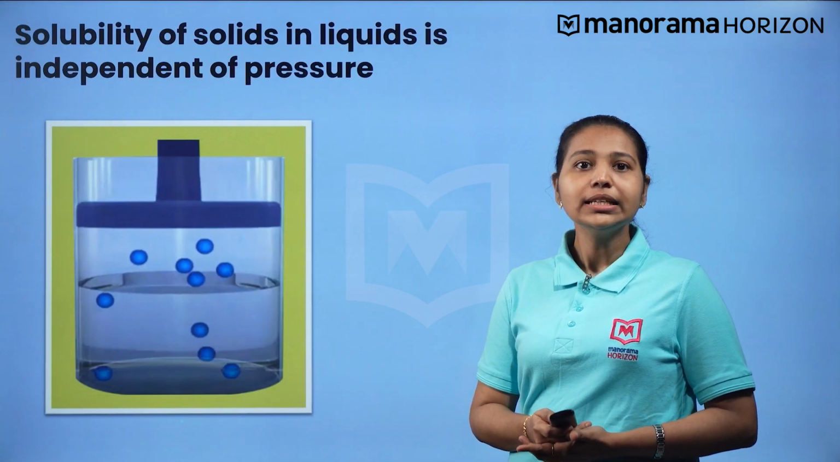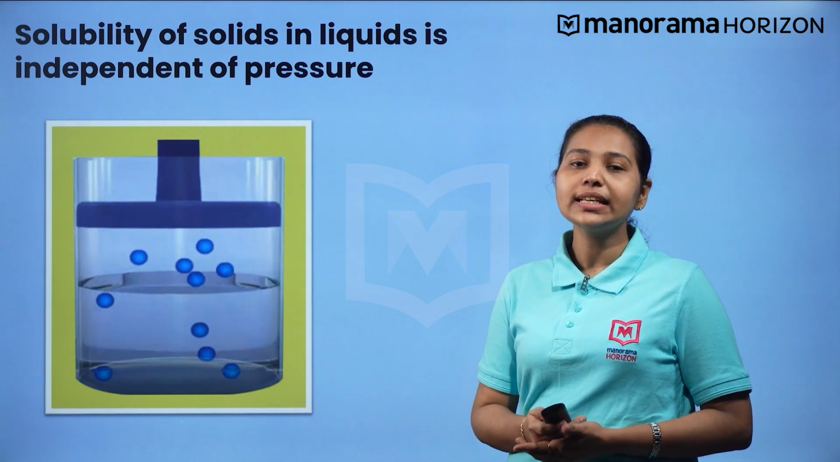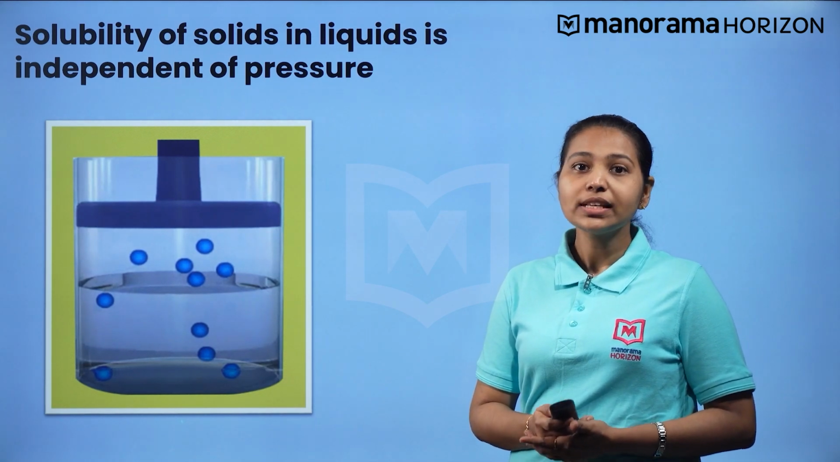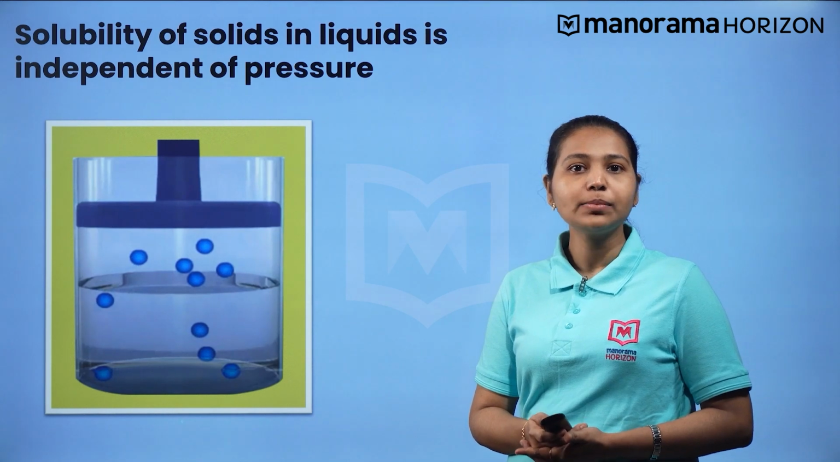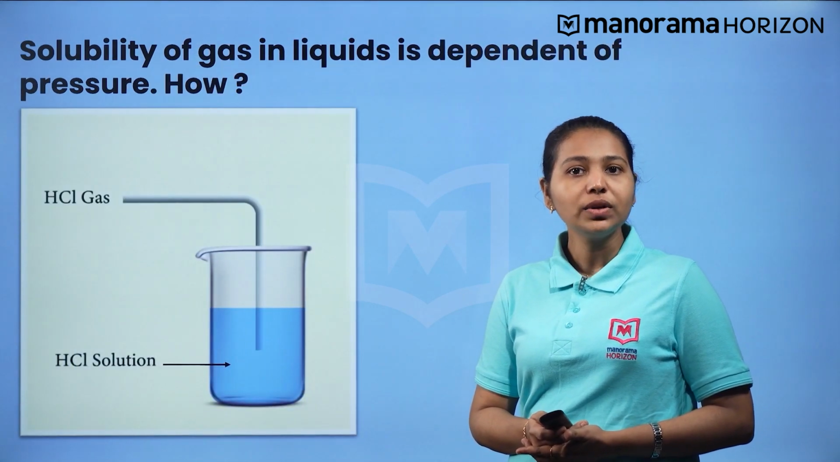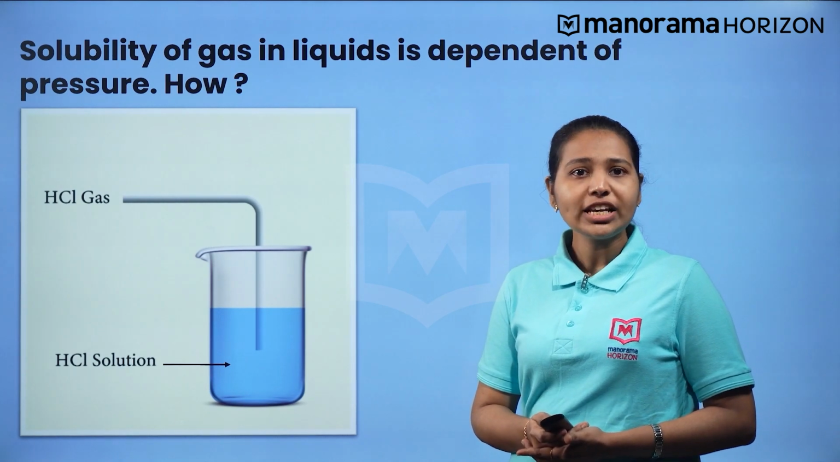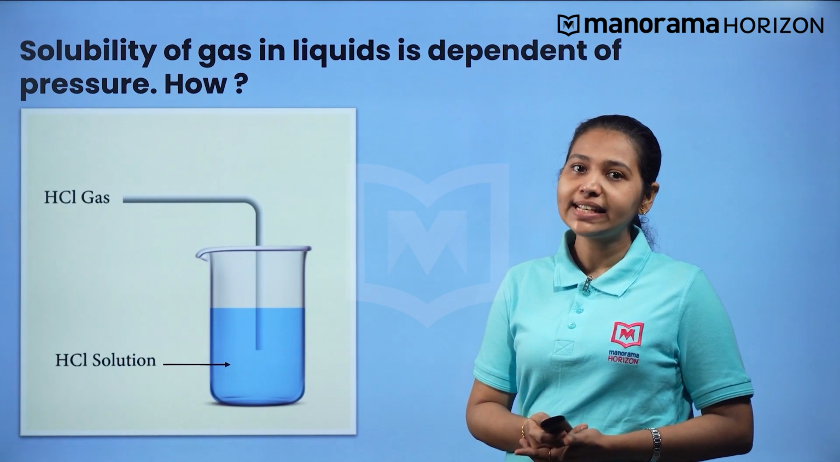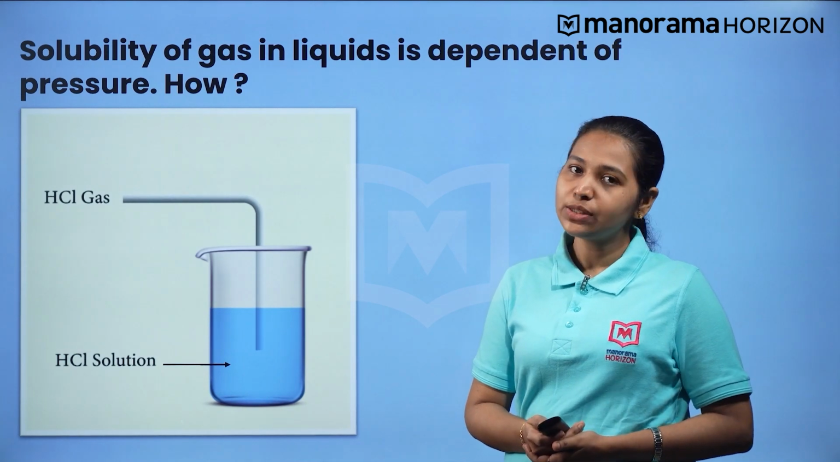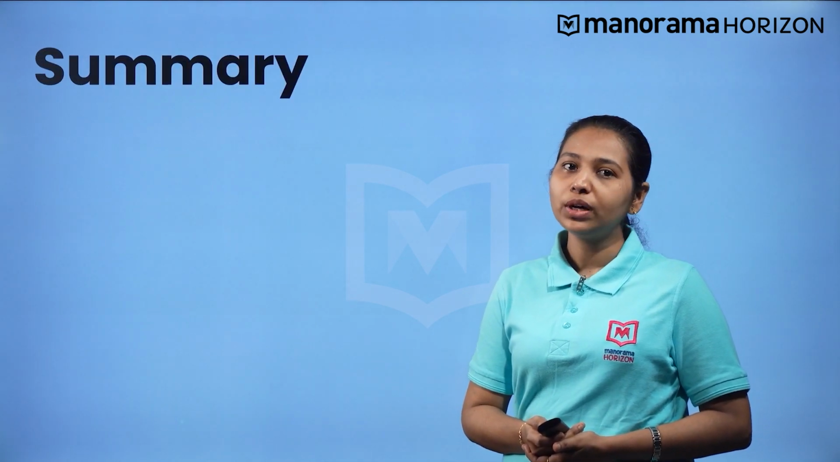As mentioned earlier, solubility of solids in liquids is independent of pressure. This is because solids and liquids are incompressible with increasing pressure. However, solubility of gas in a liquid depends on pressure. Can you tell me how pressure affects the solubility of a gas in liquid? We'll discuss this in our next video. Now, let us summarize what we have learned today.